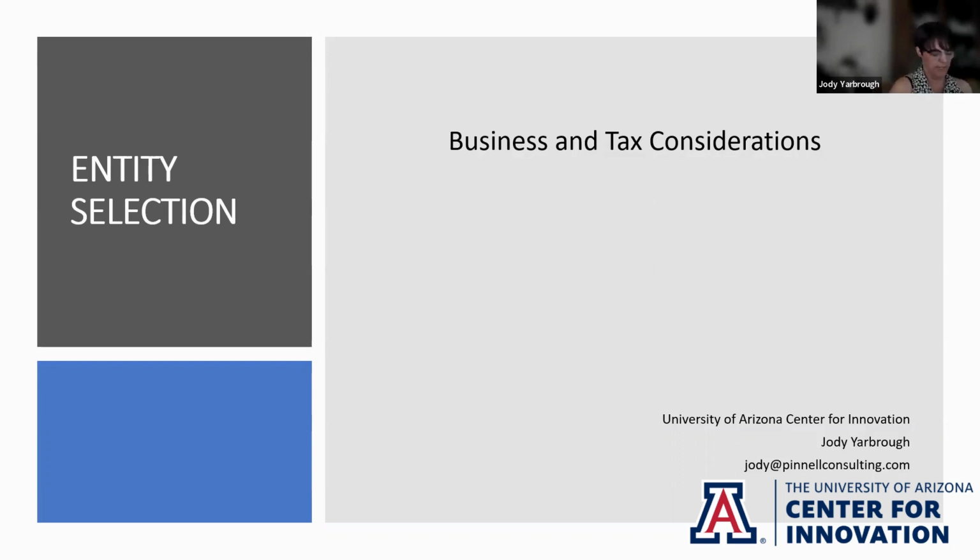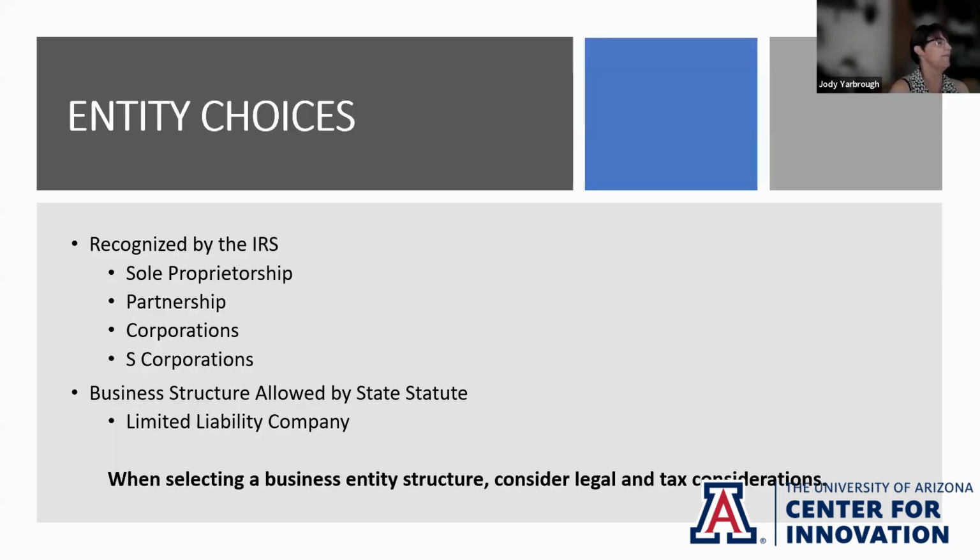So the business and tax considerations when you select your entity, there's a couple of different things to think about that maybe you know or don't know at this point. There's actually a difference between what the IRS recognizes as a taxable entity compared to what your choices are as a business entity. And so right now, what is recognized by the IRS is a sole proprietorship, a partnership, a corporation, and then another type of corporation called an S corporation. And those are considered taxable entities.